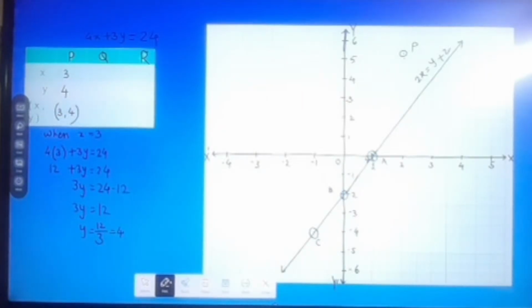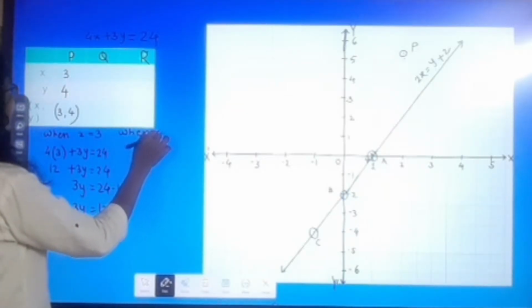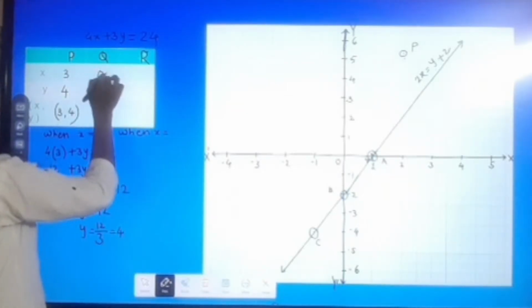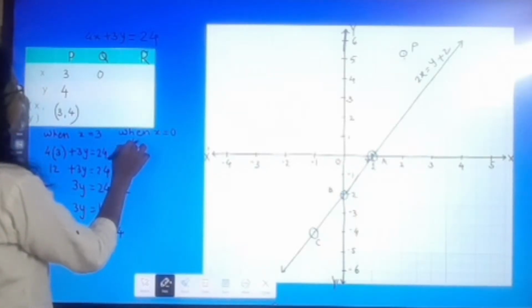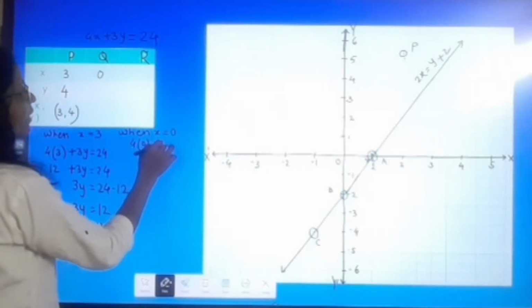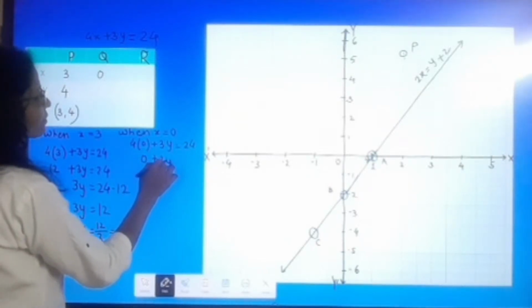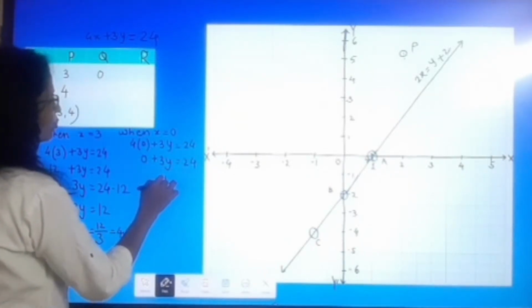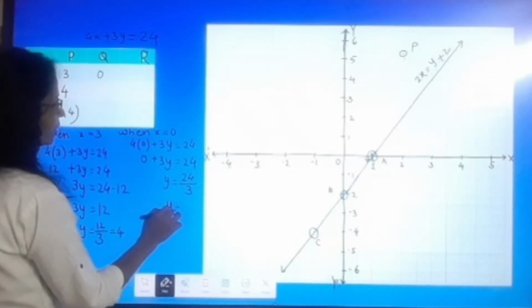Then the next one is when x is equal to 0. So 4 times 0 plus 3y is equal to 24. So 0 plus 3y is equal to 24. So y is equal to 24 upon 3. So y is equal to 8.